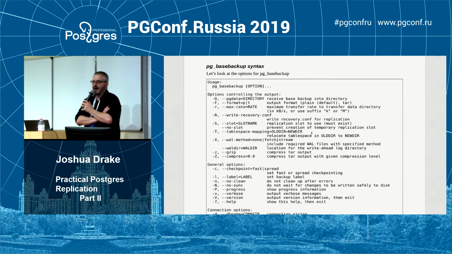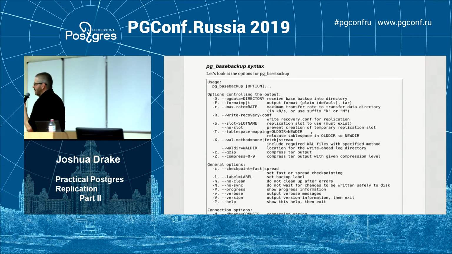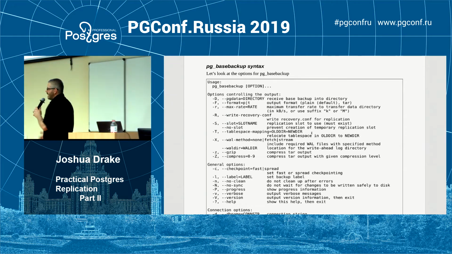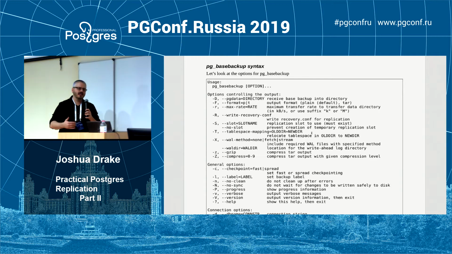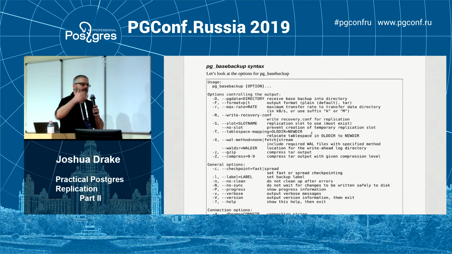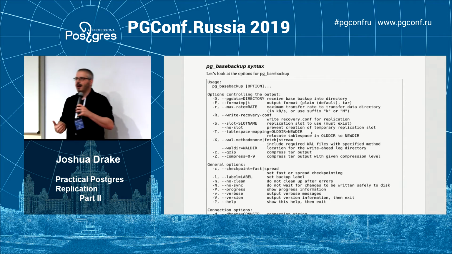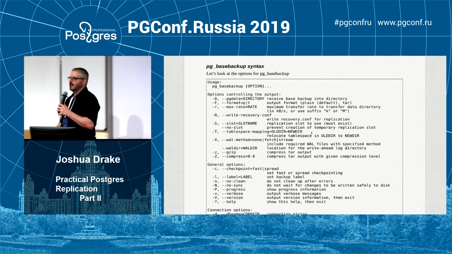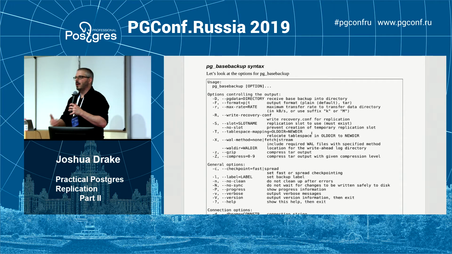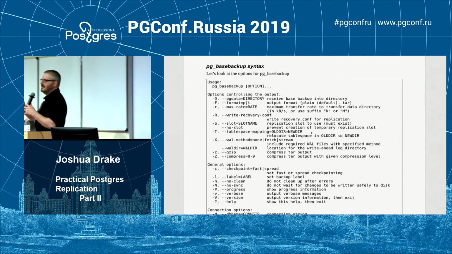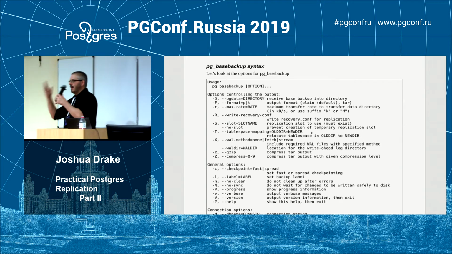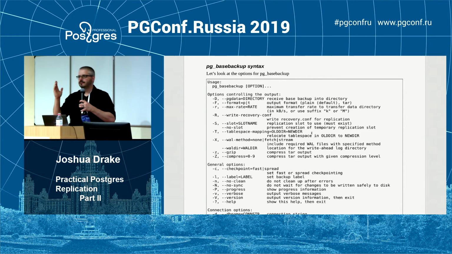Option 1 is -D, receive base backup into directory. And that is exactly as it says. If you say -D data, when it connects, it's going to pull that base backup right down to your local machine into the directory data. And when you are done, if you do nothing else, and you were to say pg_ctl -D data start, a base backup of Postgres would come up. Okay?